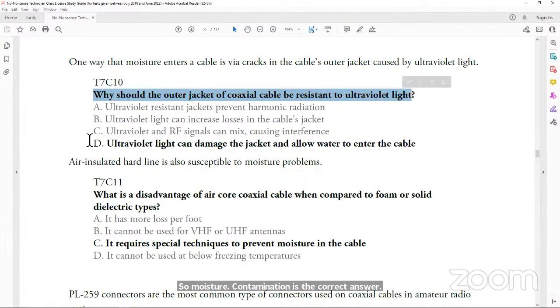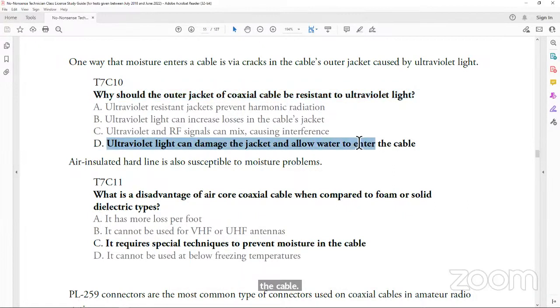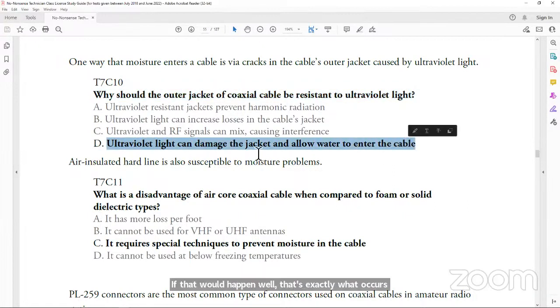Why should the outer jacket of coaxial cable be resistant to ultraviolet light? So remember we said that UV light from the sun is going to get onto that outer jacket of the coaxial cable. It might crack it, it might cause it to leak, water might end up inside of the cable if that would happen. Well, that's exactly what occurs. Ultraviolet light or UV light can damage the jacket and allow water to enter the cable.